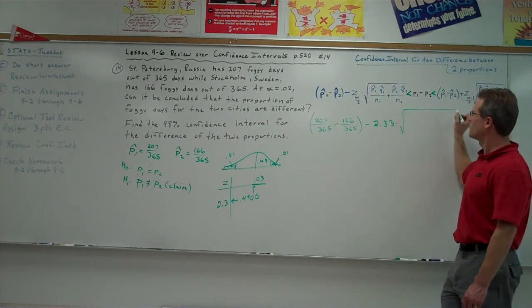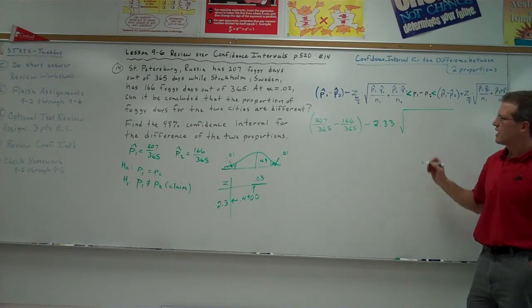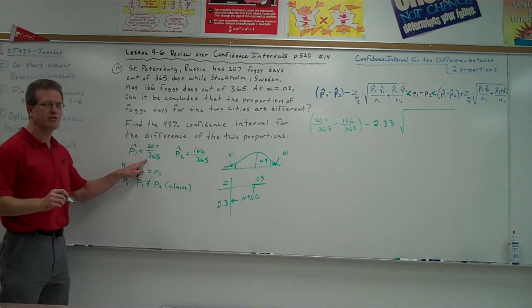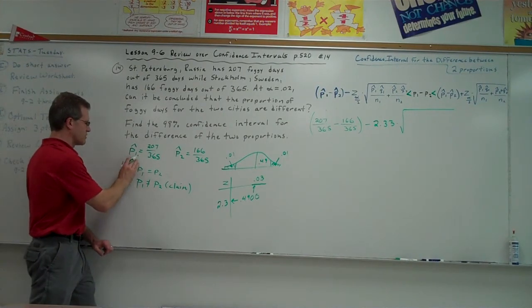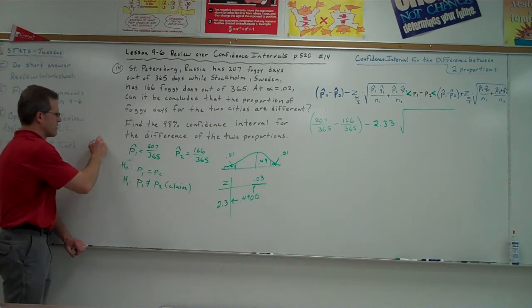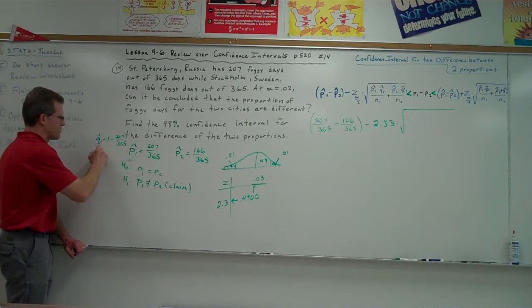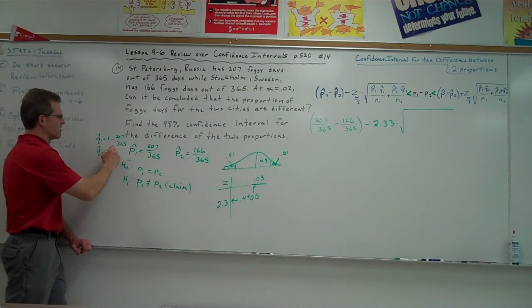times the square root. Then you're going to do p hat 1 times q hat 1. How do you figure out, if you know p hat 1 is this, how are you going to figure out q hat? Right. Q hat sub 1, let's write it over here. Q hat sub 1 will be 1 minus 207 over 365. So Q hat sub 1 would be 158 over 365.